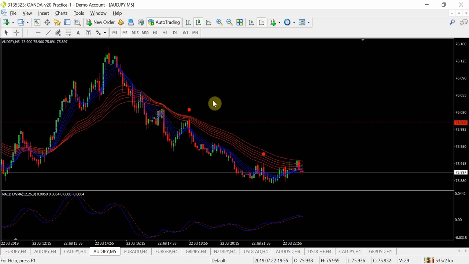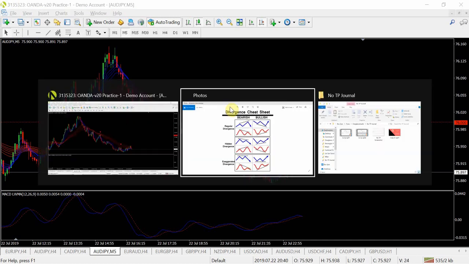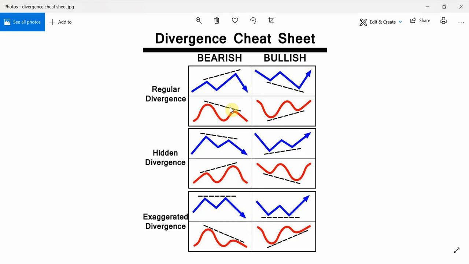I've got other videos on divergence, but what I will do is bring up this cheat sheet that I got from the internet. Again, I'll link to this inside the description if you guys are interested. And the bit I'm interested in is looking at the bearish column and looking at hidden divergence. So this is where price makes a lower high.